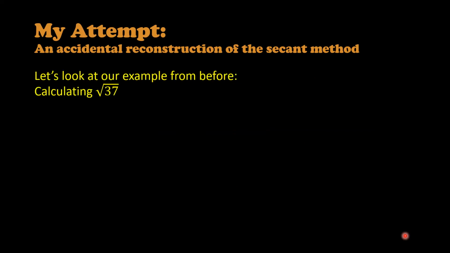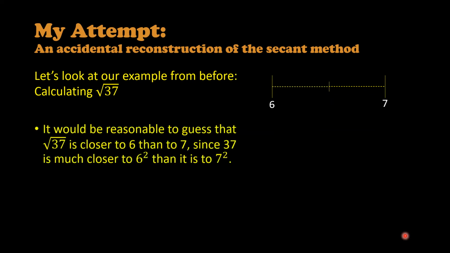So if we look at the example from before, calculating square root of 37, I'll draw this little number line. There's 6, there's 7. Now, if you look at the numbers, we're finding square root of 37. So 6 squared is 36. That's pretty close to 37. 7 squared is 49. That's pretty far from 37. So you'd sort of assume that the square root of 37 is a lot closer to 6 than it is to 7, just based on that alone. And that's the genesis of this method right here.